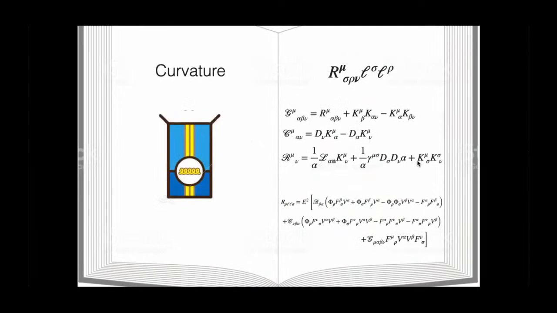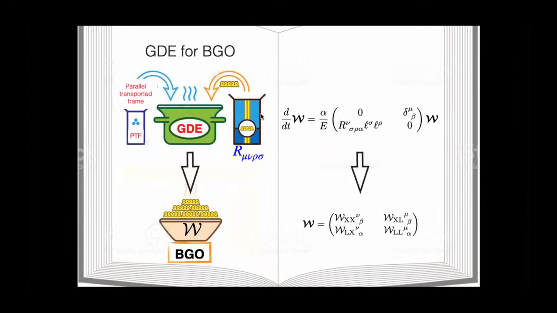Another ingredient is the space-time curvature, or to say it better, the curvature along the line of sight. And this is the expression of the curvature along the line of sight in terms of its 3+1 quantities. So we can mix these two other ingredients inside the geodesic deviation equation for the BGO in order to obtain the BGOs along the line of sight.